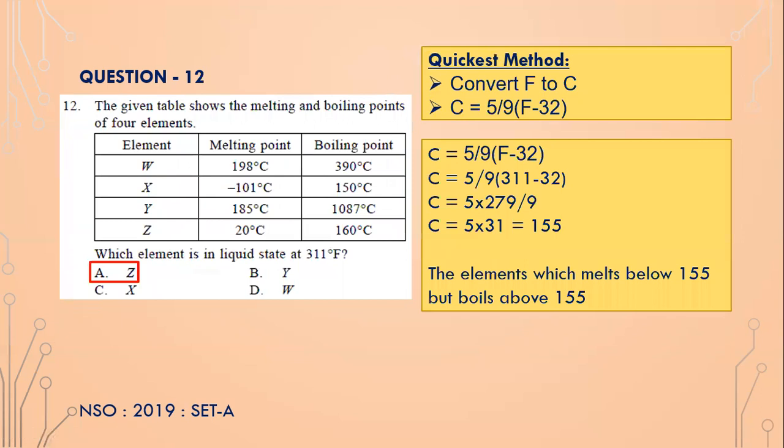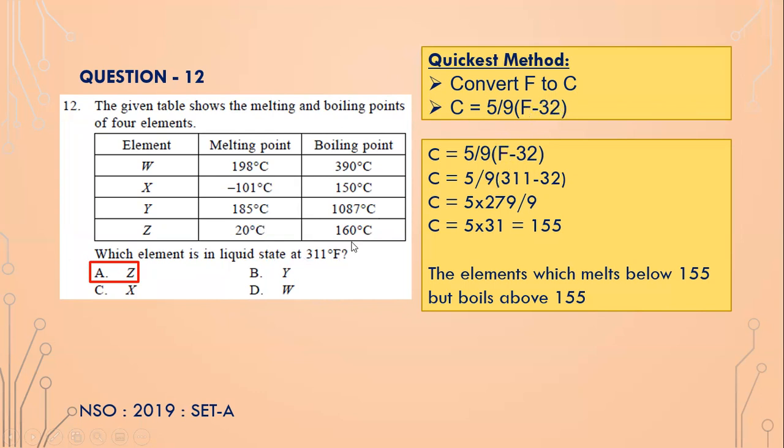The given table shows the melting and boiling points of 4 elements, and which element is in a liquid state at 311 degrees Fahrenheit. So again, this is Celsius or centigrade, so you have to convert Fahrenheit into Celsius. So what is the formula? Degrees Celsius is equal to 5 by 9 times (degrees Fahrenheit minus 32), isn't it?